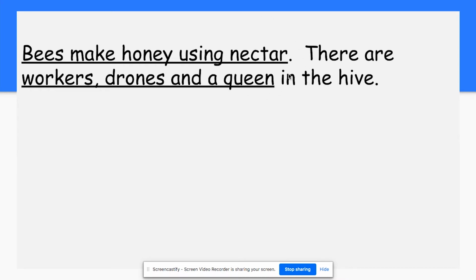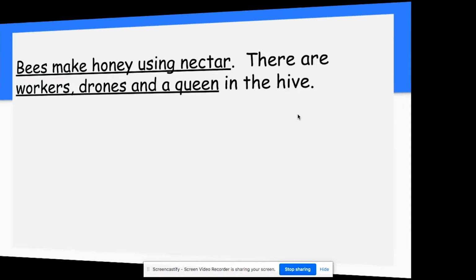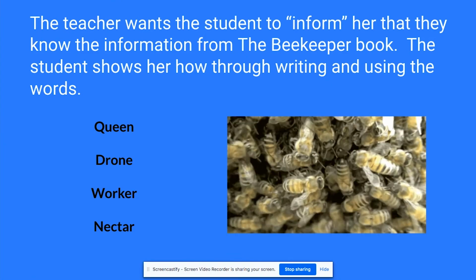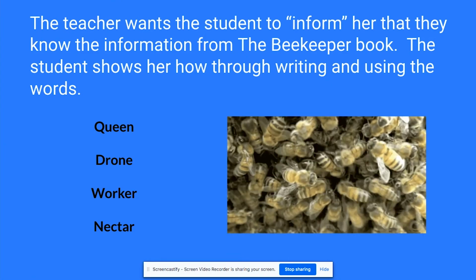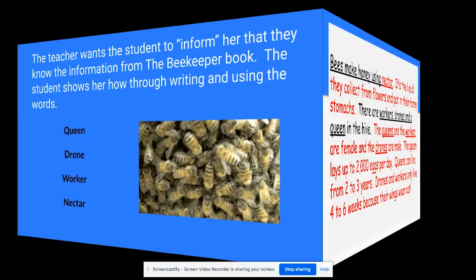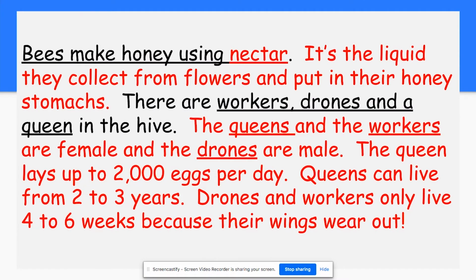So the first thing we've helped her with is we helped her to fix one area that she could have figured out had she looked in the mentor text. So you see, the teacher wants the student to inform her that they have the knowledge from the beekeeper book. So I don't know that the student has done it, so let's see if we can help. In our last lesson, we learned about adding details, and that's really what we're looking for here. So I underlined some of the things that we're helping the student with.